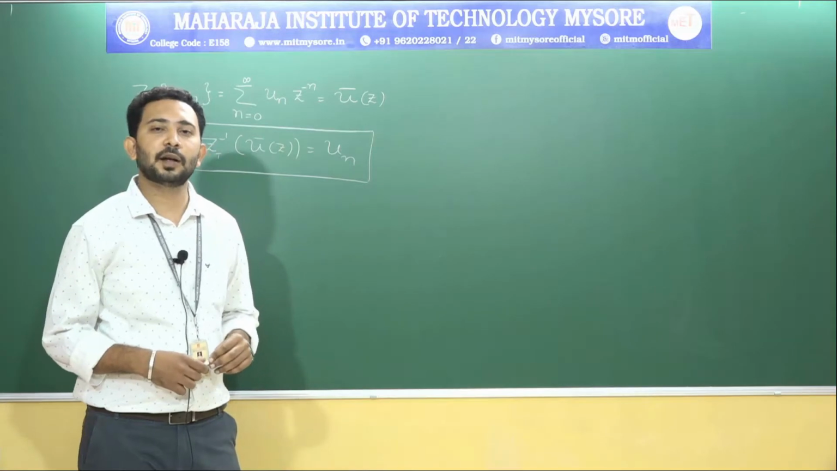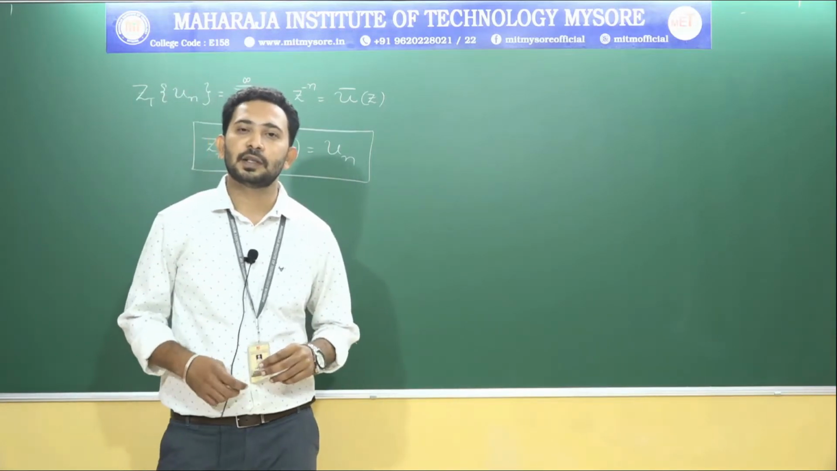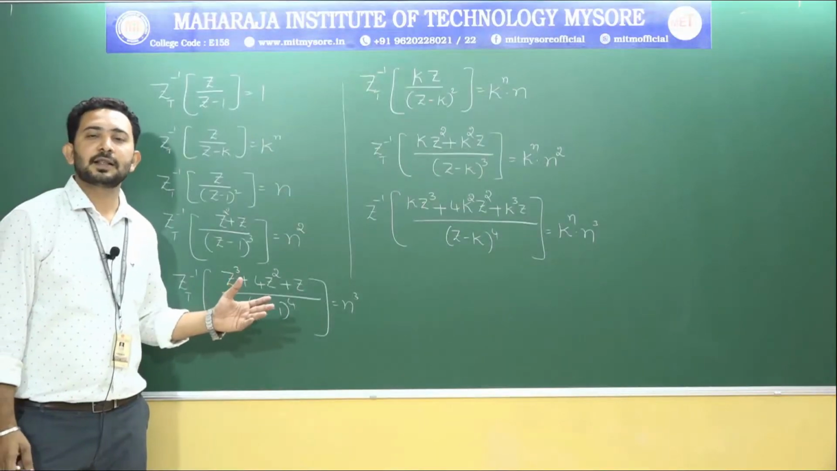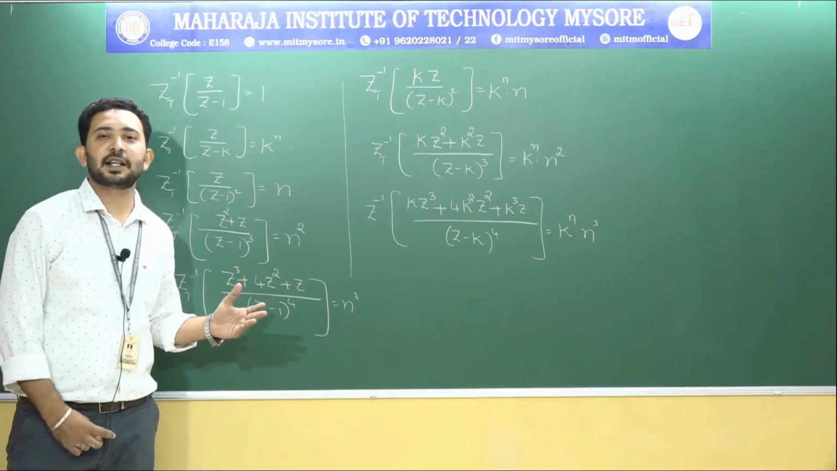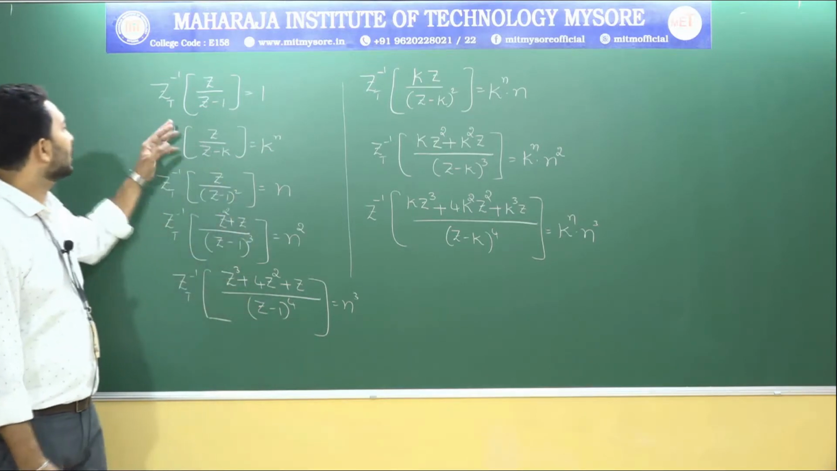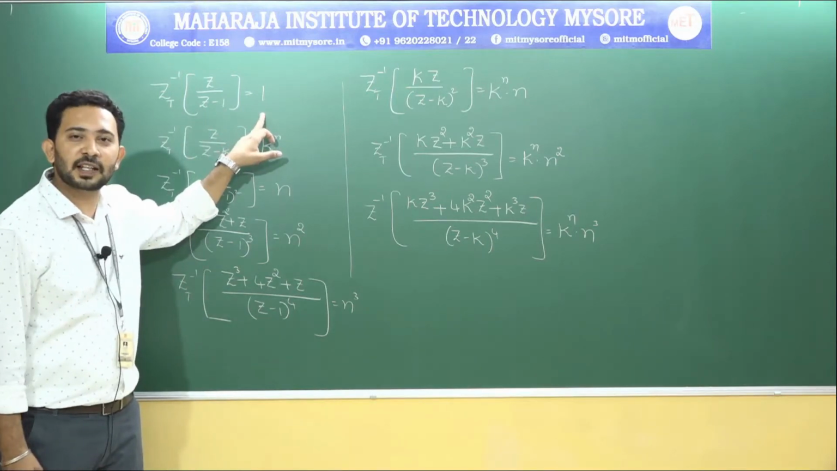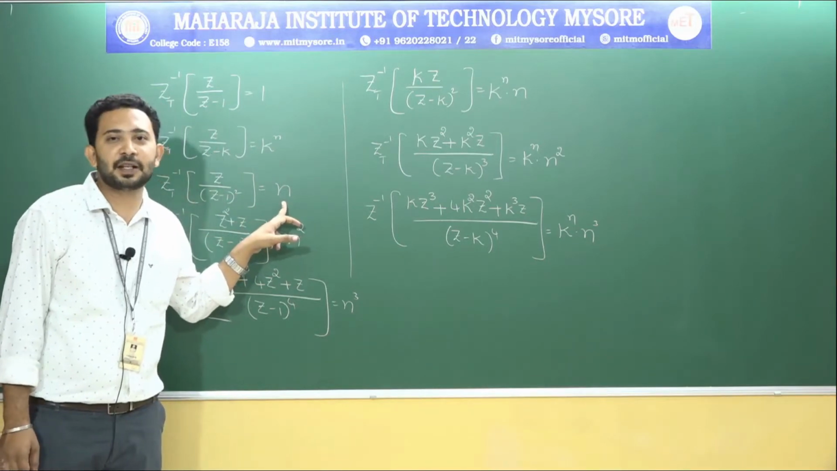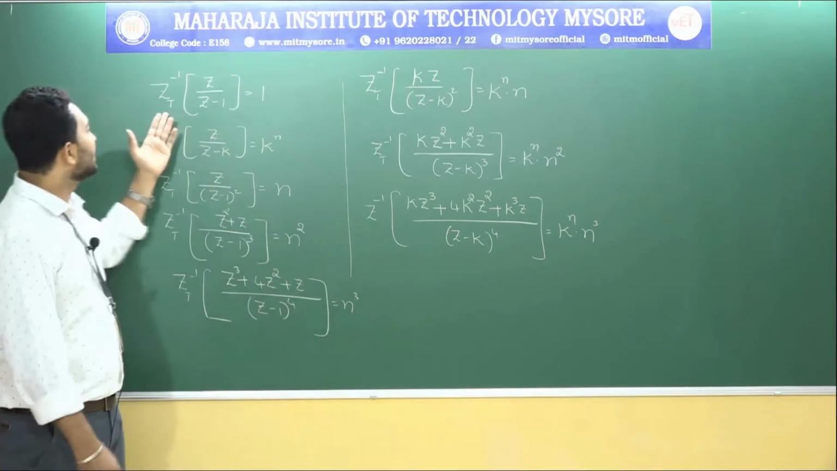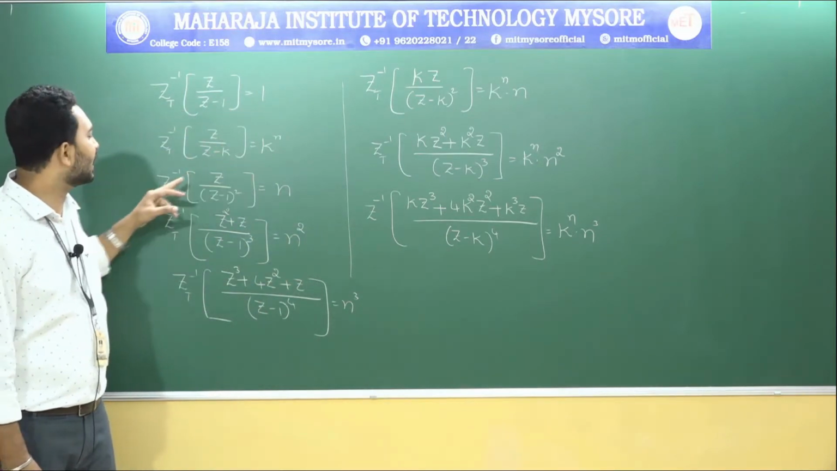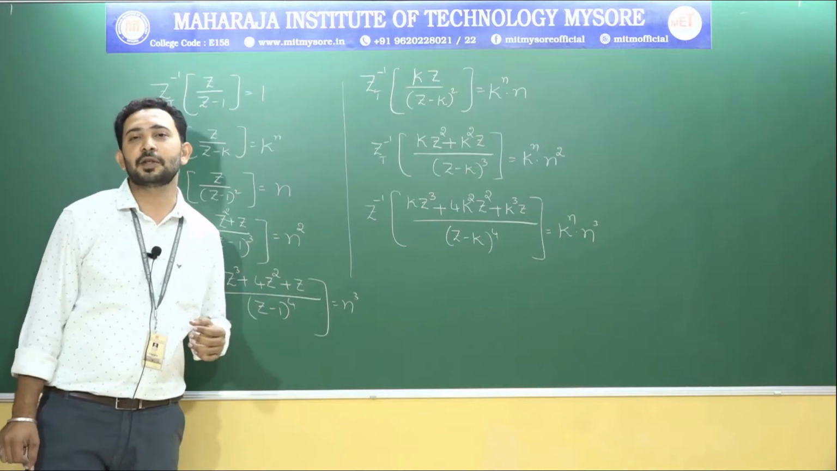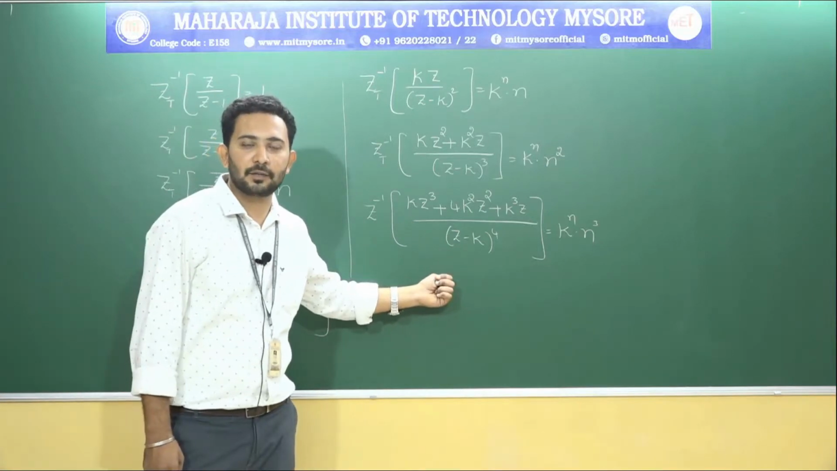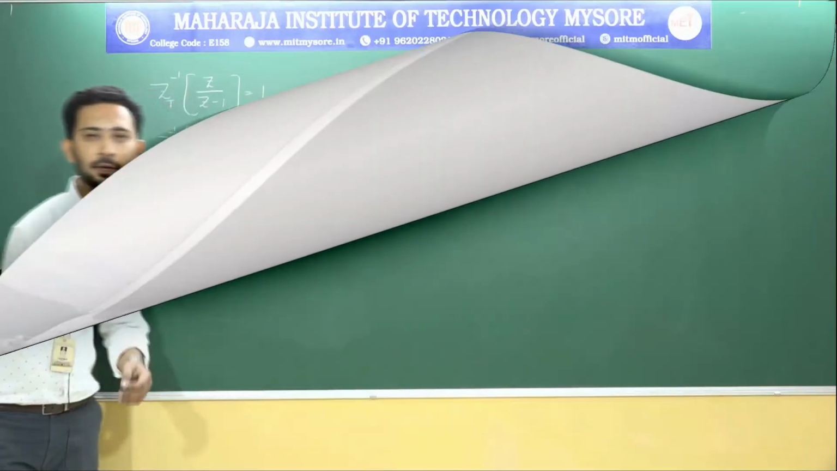Before moving to the problem part, let us know a few standard inverse Z transformation results. That is, we know the Z transformation of 1 is Z divided by Z minus 1. We know the Z transformation of n is Z divided by Z minus 1 whole square. Here the inverse is: Z inverse of Z divided by Z minus 1 is 1, and Z inverse of Z divided by Z minus 1 whole square is n. Like that, we have some standard inverse Z transformation results here.